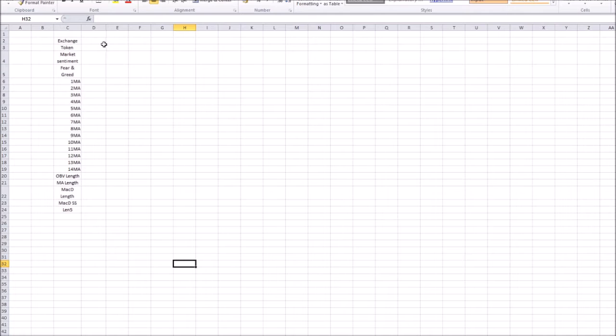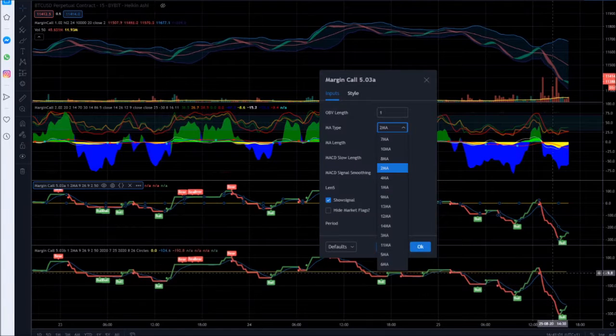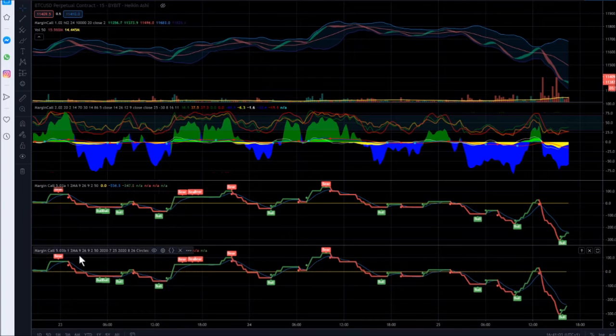then you can put the exchange you're on, which at the moment is Bybit, and the token you're in, because you could be in different tokens here. You could be in BTC, you could be in ETH, you could be in SXP, anything. The market sentiment, basically what that means is where the market is. If it's a really bearish market, put in there bear, and then put your fear and greed in. Then which one of these you used, your OBV length, your moving average, and what you set it at, to get the best from the strategy.